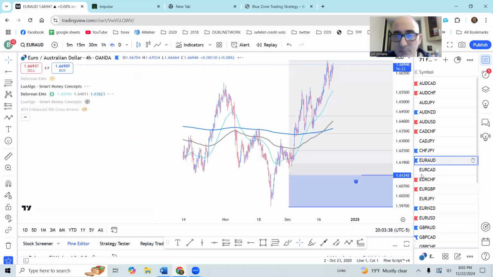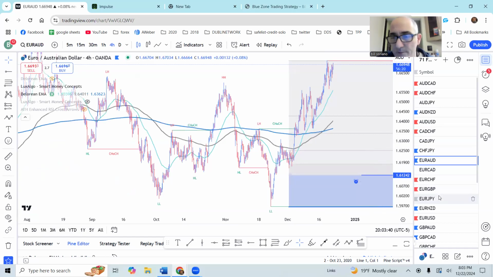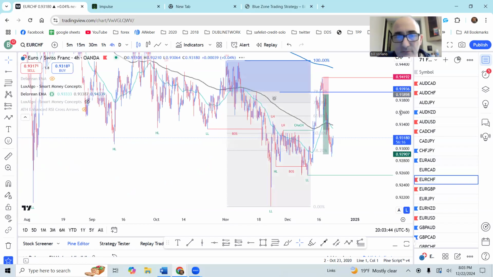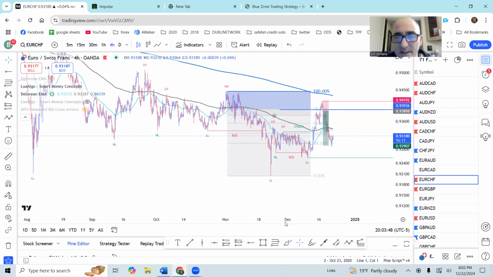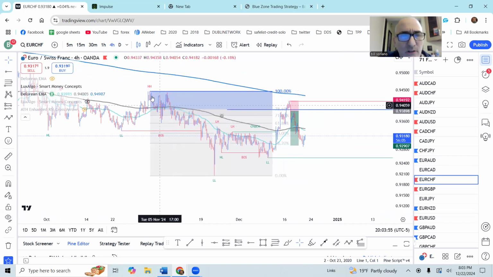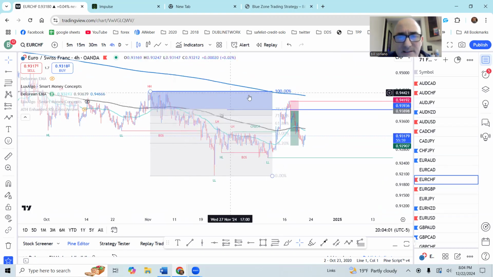EUR AUD is bullish as well with our alert set at 1.61242. EUR CHF, also bearish. This one was actually an opportunity from last week, as you can see here. Here's our 4-hour fib zone drawn from this swing high to this swing low. Right? Price comes back into our blue zone here.